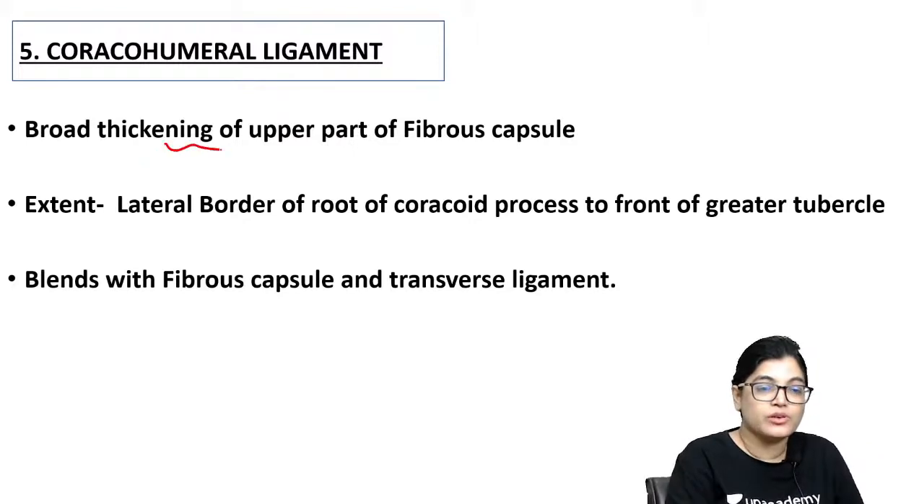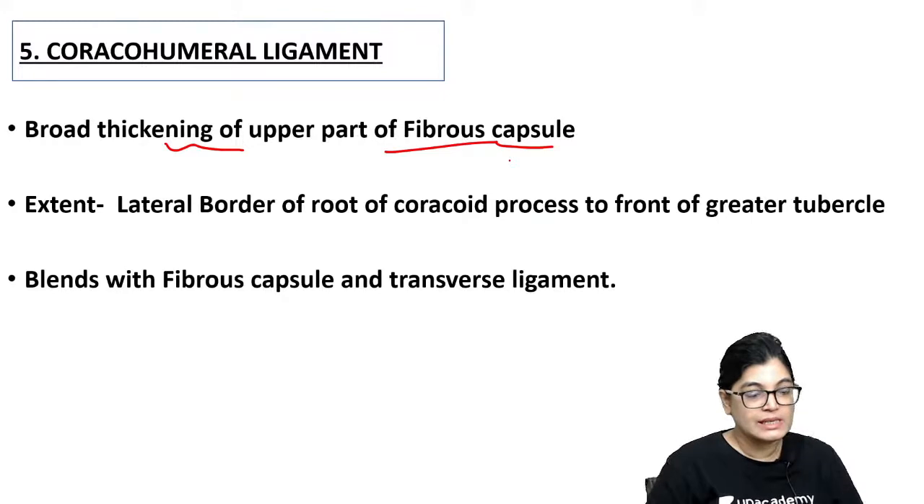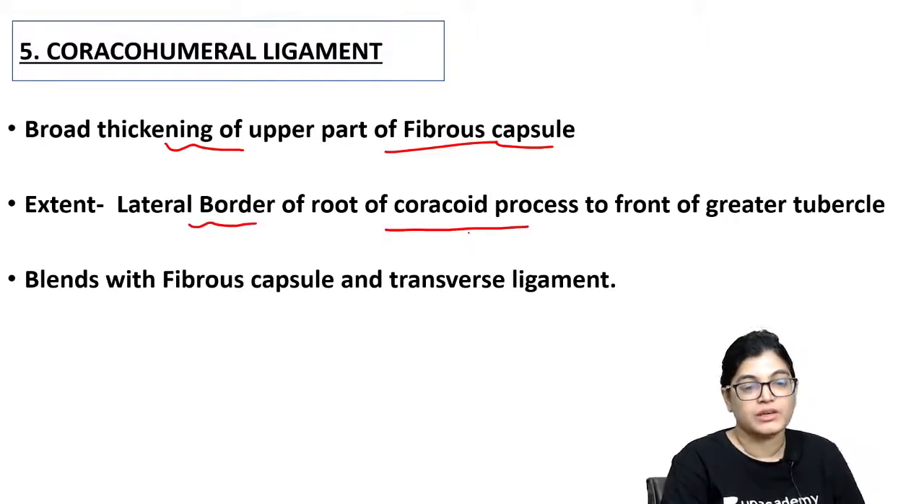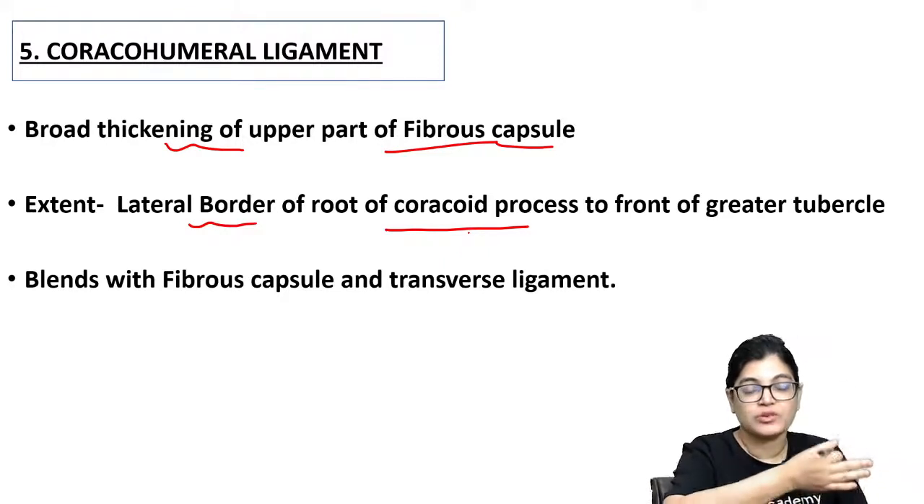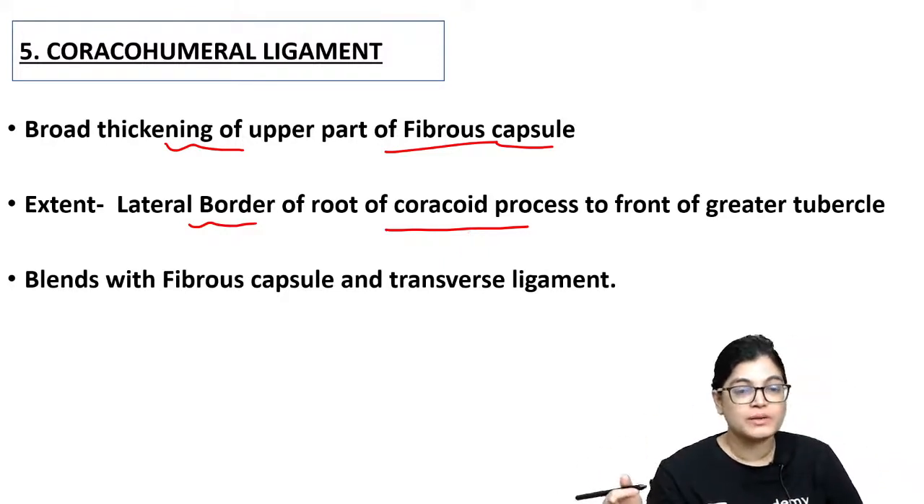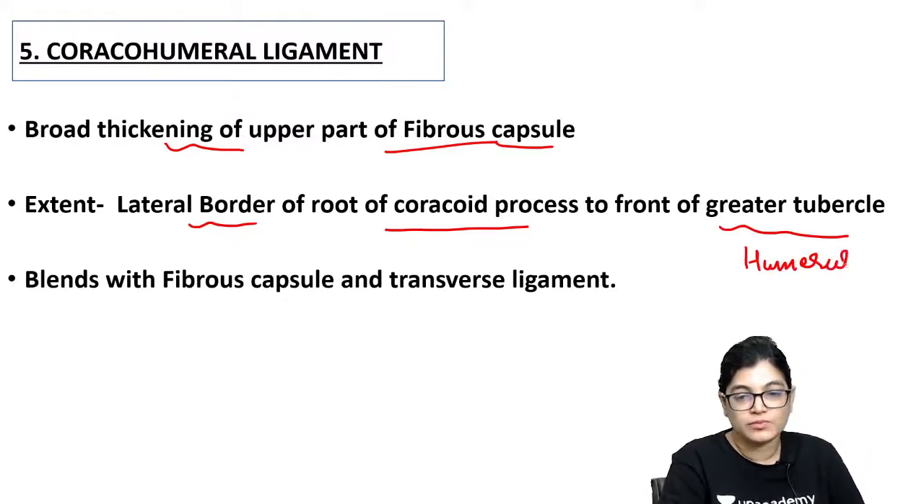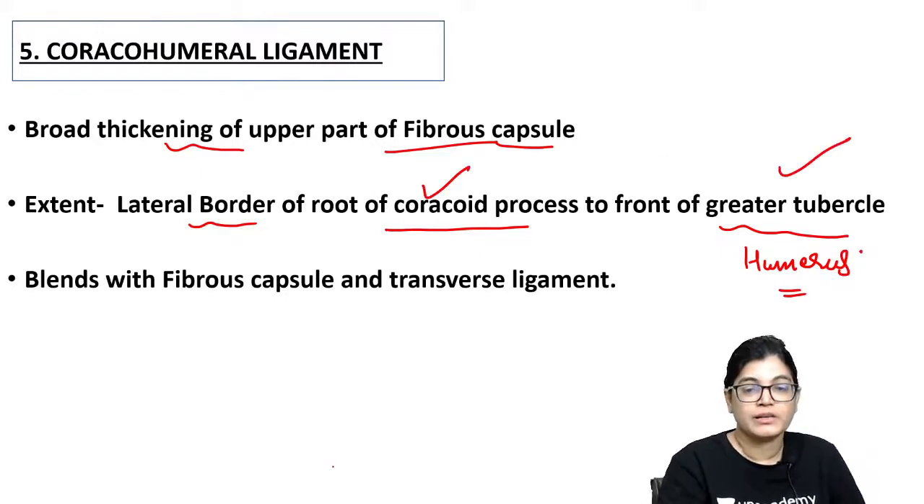It is also represented as the upper part of the fibrous capsule. In many books it is seen as the upper part of the fibrous capsule. The extent of the coracohumeral ligament is from the lateral border of the root of the coracoid process to the greater tubercle of the humerus.